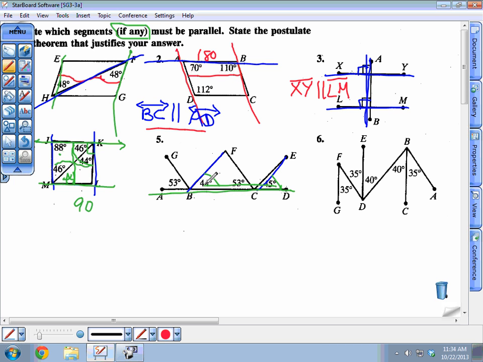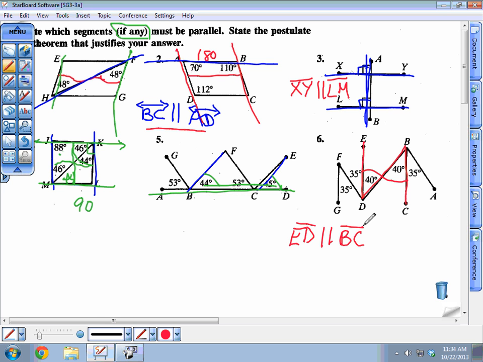We have several lines being cut by several transversals all over the place. And what you're looking for is some same side interiors being supplementary or alternate interiors. Whenever you see this Z-like shape and you see two angles congruent like this, you're thinking alternate interior angles, right? So I can tell right away that line segment ED is parallel to line segment BC because of alternate interior angles.